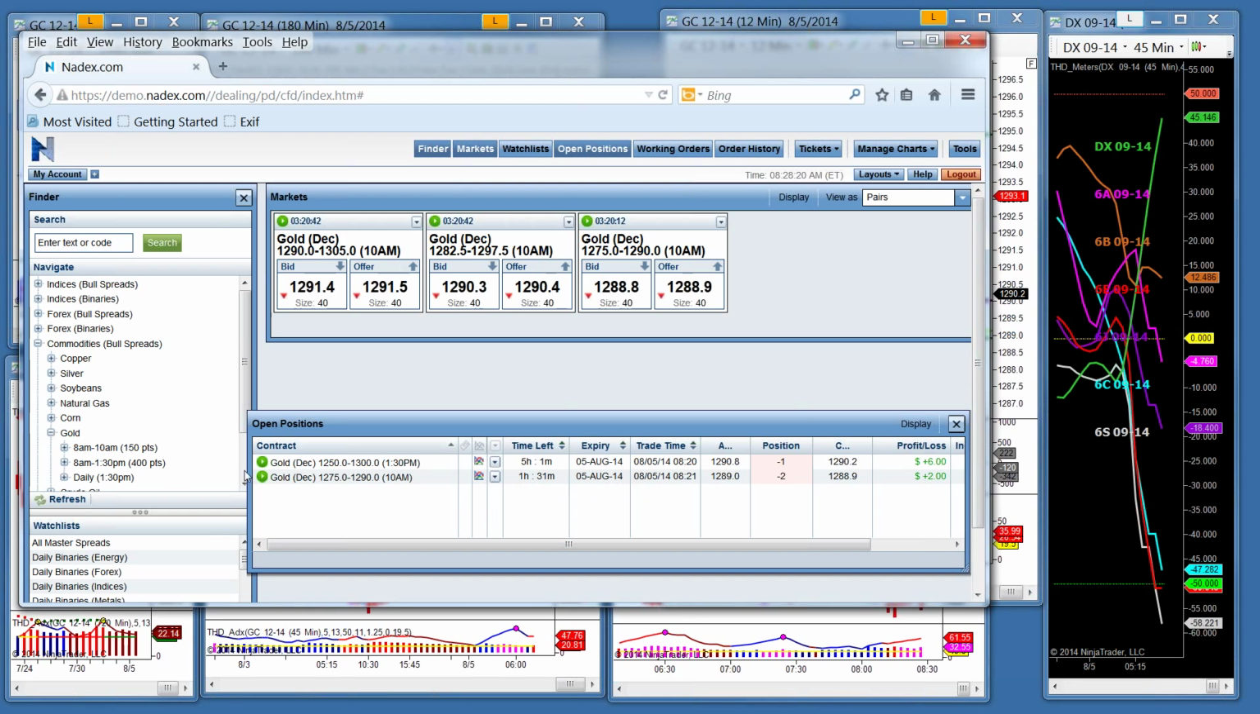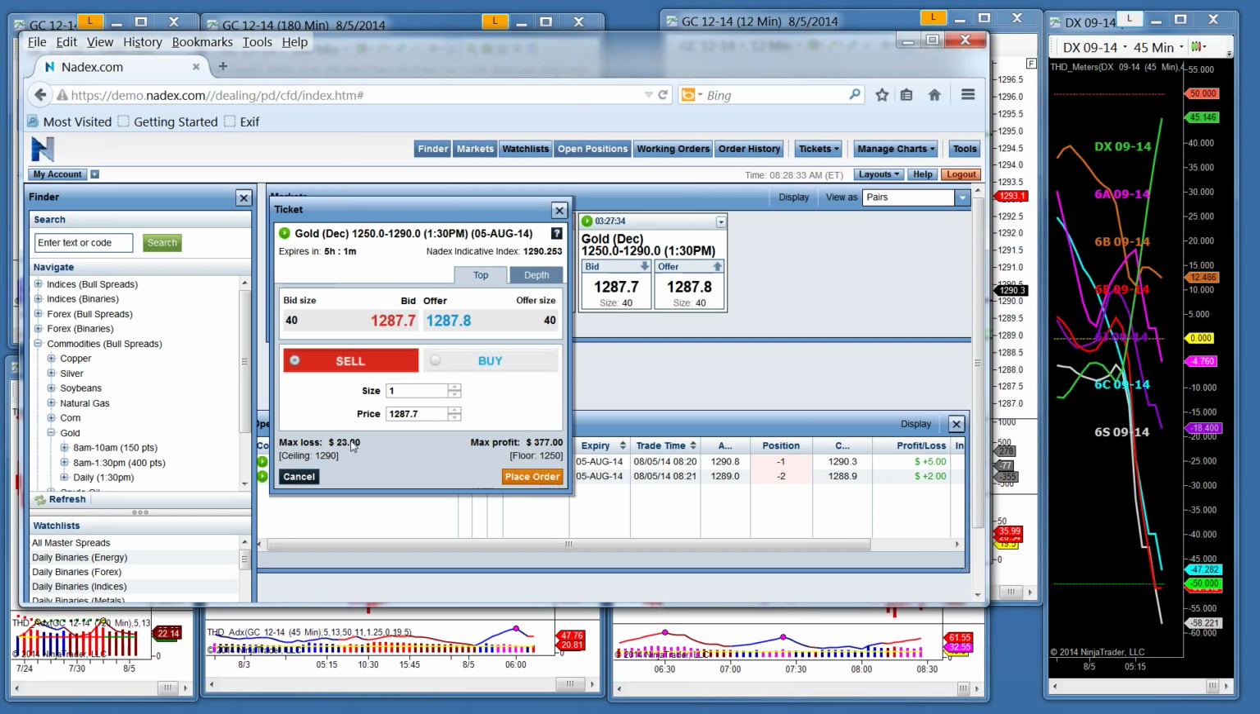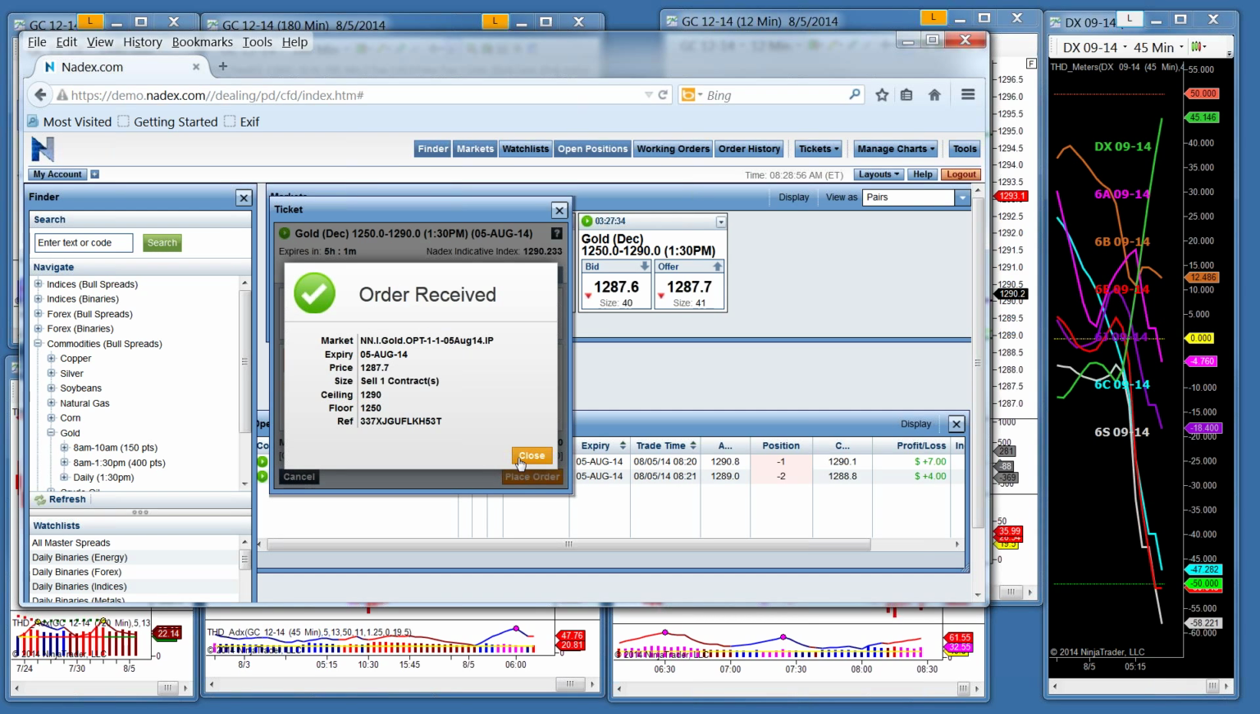This is the 1:30 p.m. If we go to the 8 a.m., see, 8 a.m. you've got one with the ceiling at 12.90. So that's going to have 3 points of risk. So that's $23. Okay, maximum profit is $377. Now, it doesn't mean that it will move the entire time. Okay? It just means that that is the maximum profit that you will make.